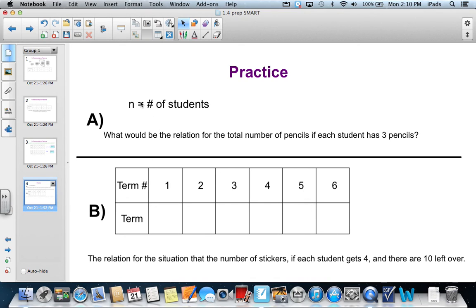So for the first one, for A, you're just writing a relation. For B, you're writing a relation for this sentence and filling out this chart.